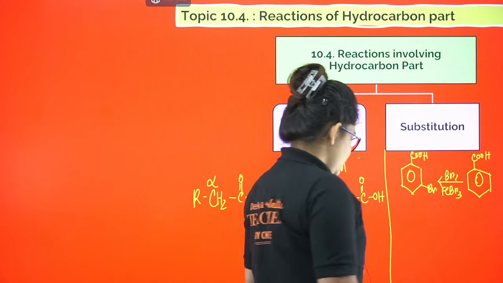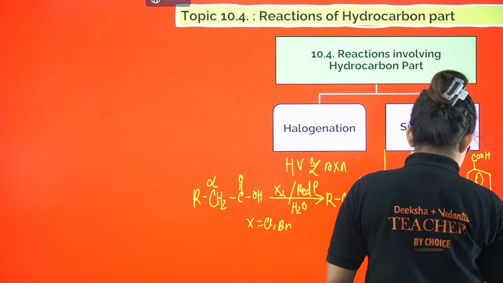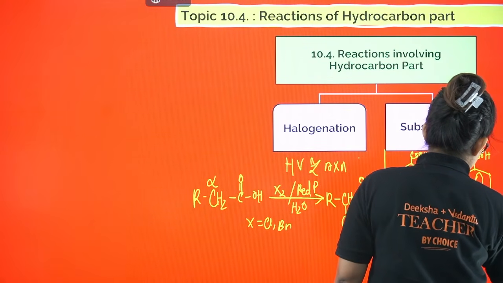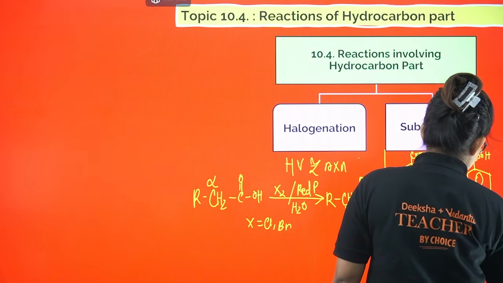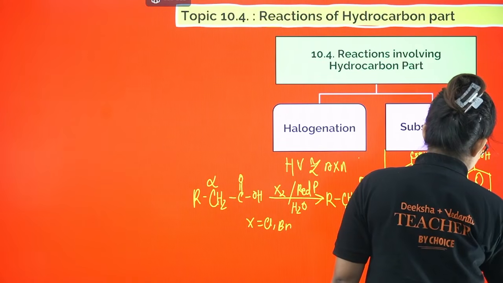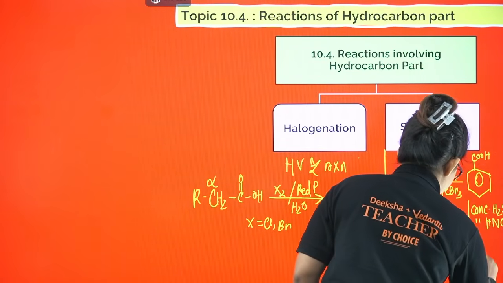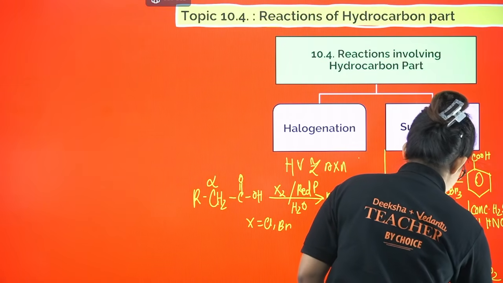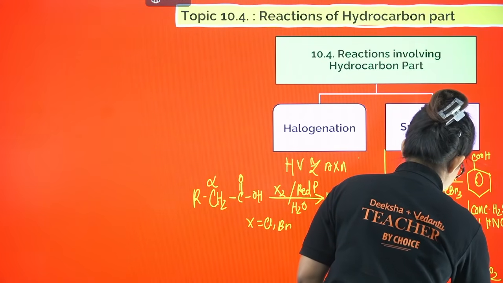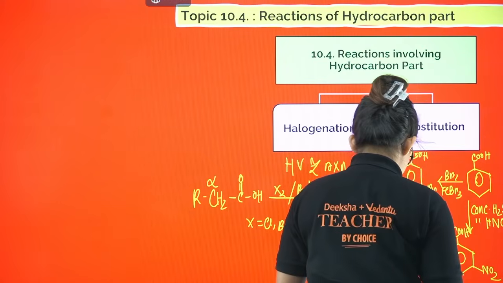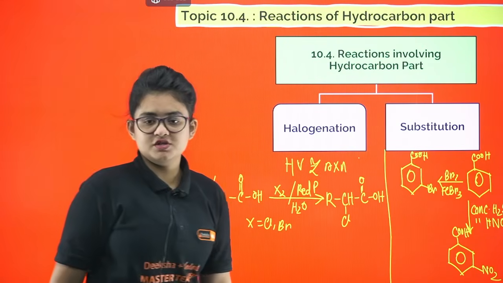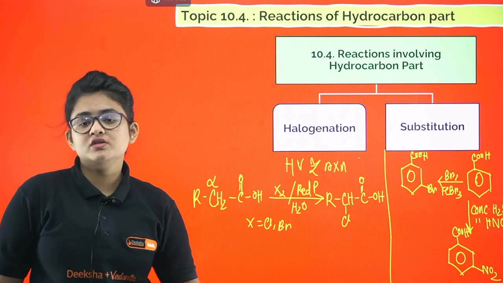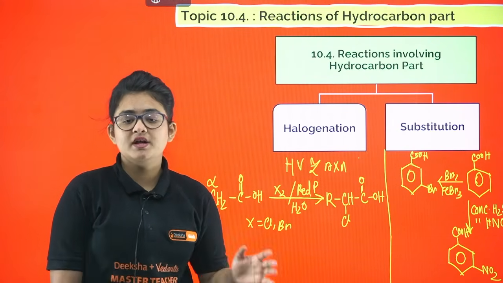Now here you can see one more substitution. Let me show you the nitration reaction. Concentrated H2SO4 plus concentrated HNO3. I will end up with the nitro group substituted at the meta position, with the carboxylic acid COOH here. This is all about the substitution. I guess it is clear. This is all about the entire chapter on aldehyde, ketone and carboxylic acid.